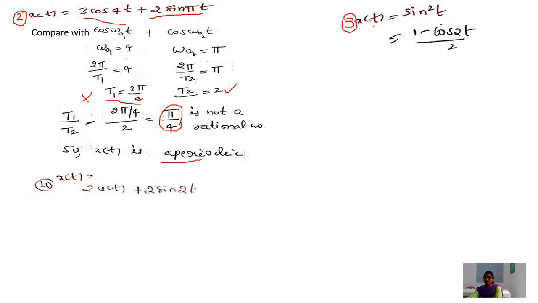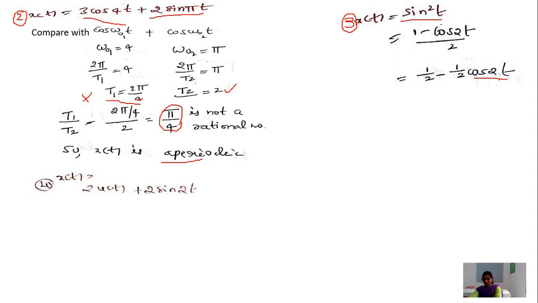Move on to the next problem, the third one. Another distinct problem. x of t is equal to sin square t. Till now, I know only single sine or cos. Now I am giving another trigonometric function, sin square of t. Even it is also a signal. We need to check whether it is periodic or not. Now use some trigonometric formulas. Sin square t can be written as 1 minus cos 2t by 2, that is 1 by 2 minus 1 by 2 cos of 2t.